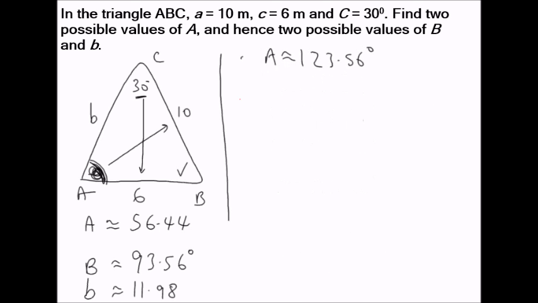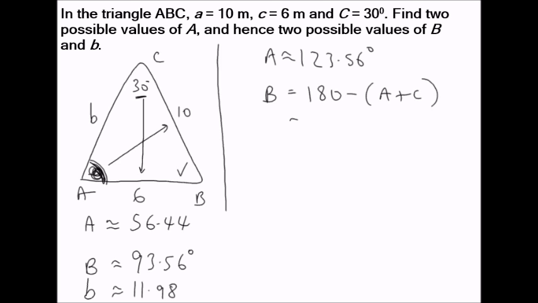Alright, so we have A is 123, sorry. Alright, so now if I want to work out the value of angle B now, then once again, B would equal 180 degrees, subtract A plus C. So we've had 180, take away 123.56 plus the 30. And that gives us 26.44 degrees.